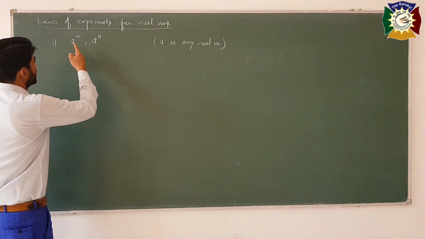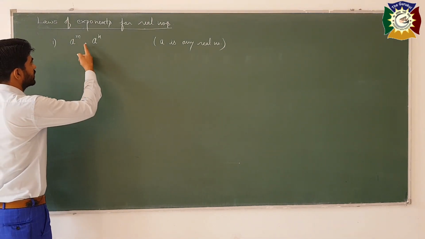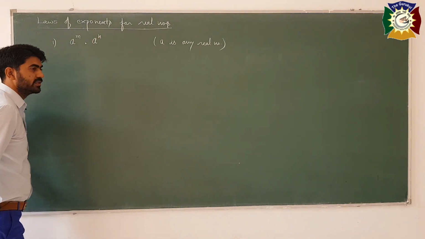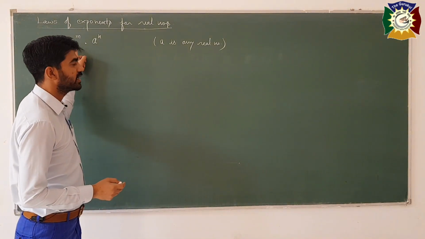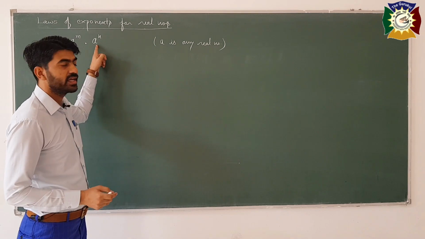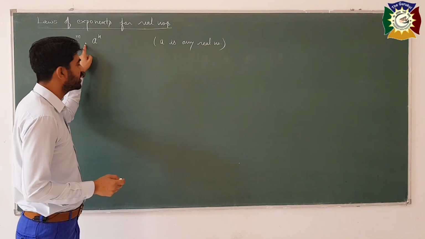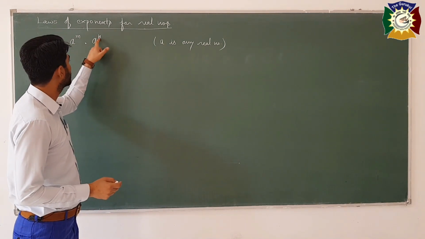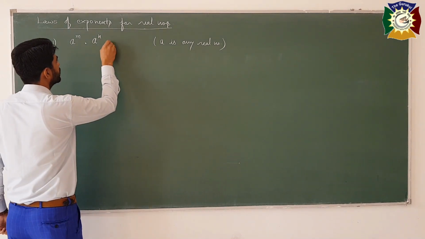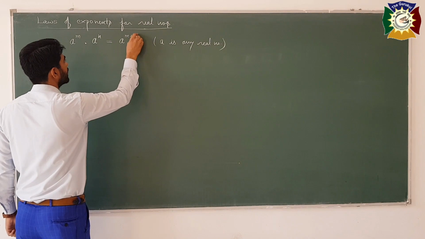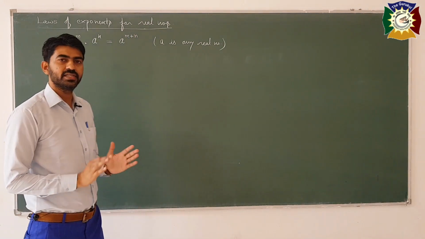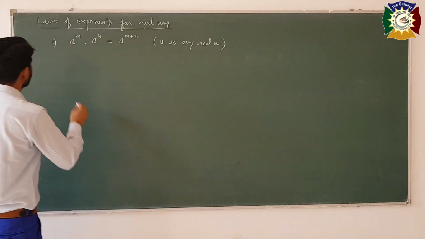a to the power m multiplied by a to the power n. If bases are the same, this base is a, this base is a, and they are multiplied, then the powers will get added. So it will be a to the power m plus n. Powers will get added.